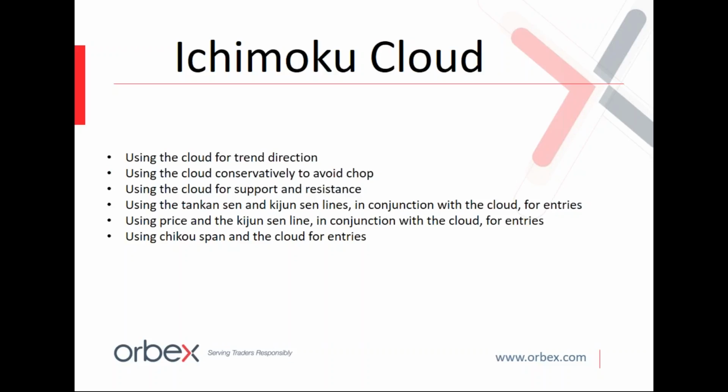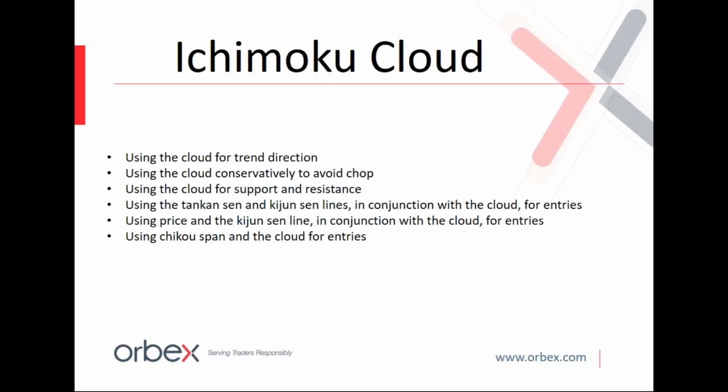We've also looked at how we can use the relationship between the Kijun Sen line and price in conjunction with the cloud. So again, waiting for price this time to dip below the Kijun Sen line and then cross back above it to enter longs while price is above the cloud. And then also waiting for price to cross above the Kijun Sen line and then cross back below it to set shorts when price is below the cloud.